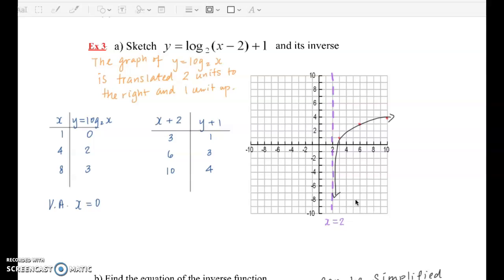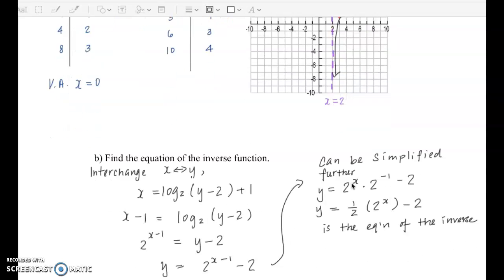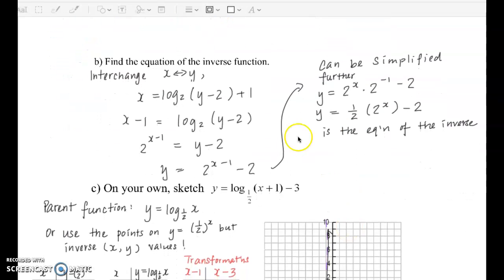Here we have to sketch the graph of y equals log base 2 of (x minus 2), plus 1. You start with the graph of log x base 2. If it's difficult for you to come up with the points, remember this is just reversing the 2 columns of the graph of 2 to the power of x. And then the mapping rule, we're shifting 2 to the right, 1 up. Here are the points, and here is your graph. And then the equation of the inverse can be found by reversing x and y, and then simplifying.